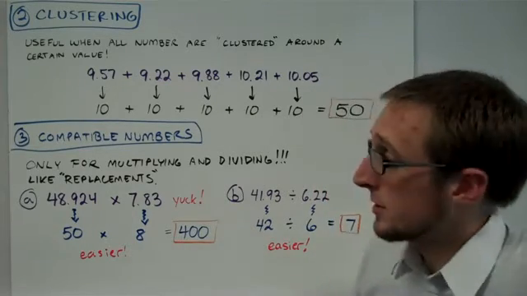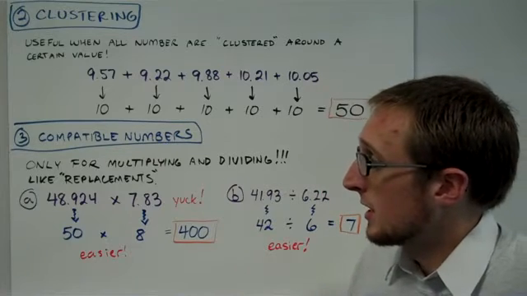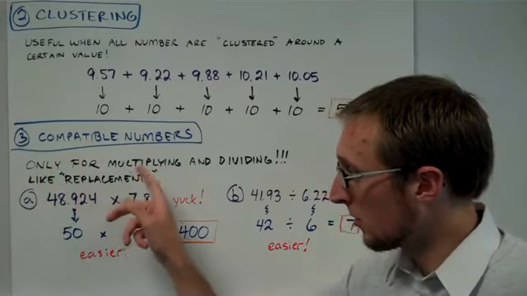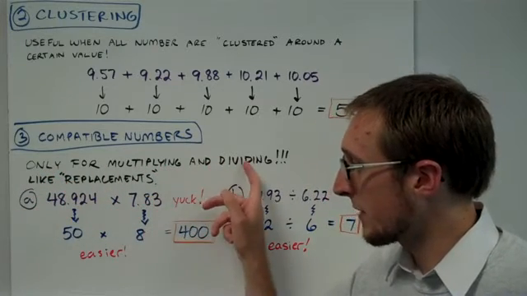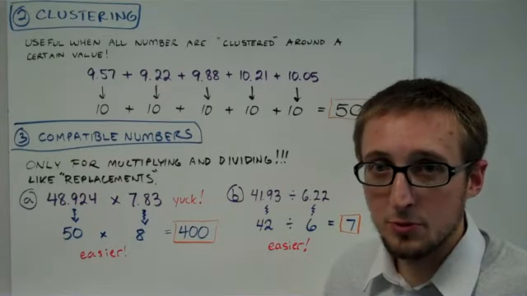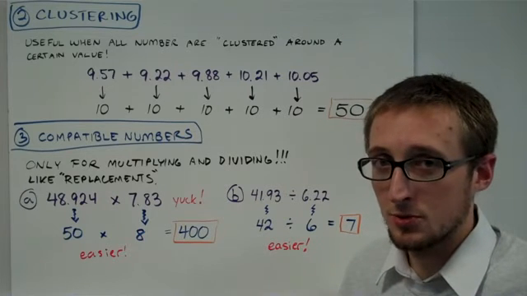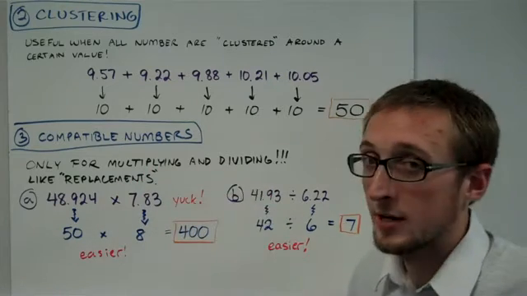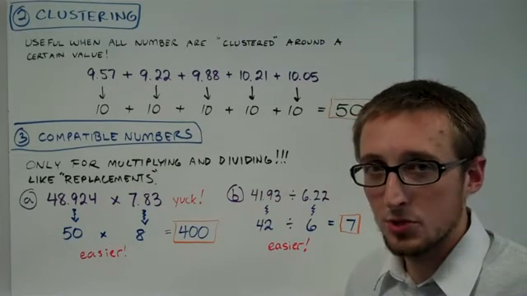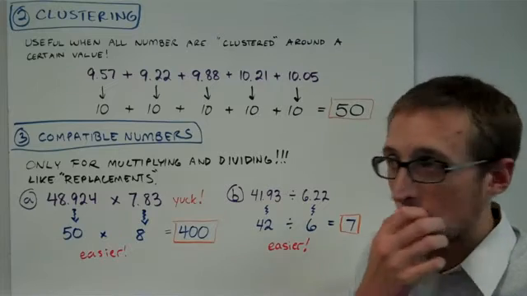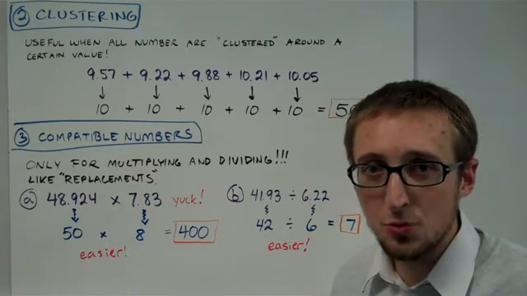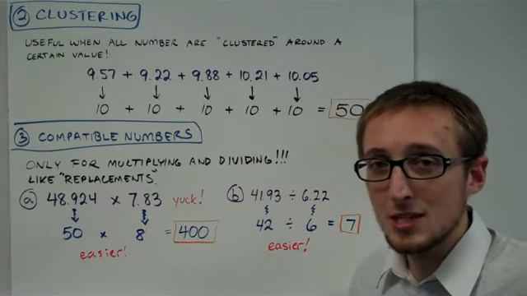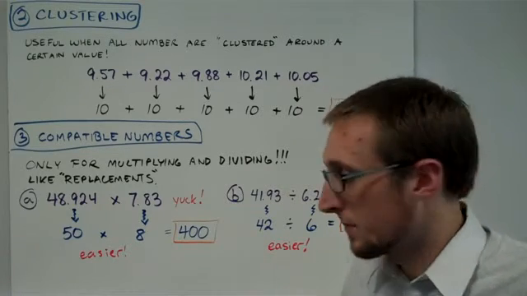Finally, the last estimation technique is compatible numbers. Notice how it says here, it's only for multiplying and dividing. You do not use compatible numbers when you're adding two decimals together or subtracting two decimals together. This is only for multiplying and dividing. Think of compatible numbers as kind of like replacement numbers. They're numbers that are easier to work with. You replace the numbers you're multiplying or dividing with just easy numbers. It's to make the problem easy.